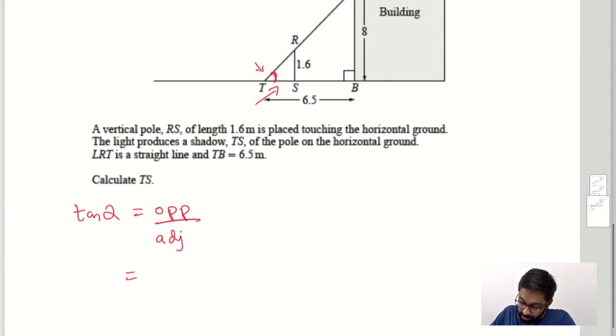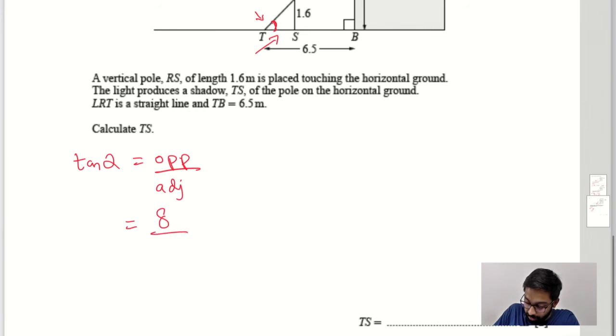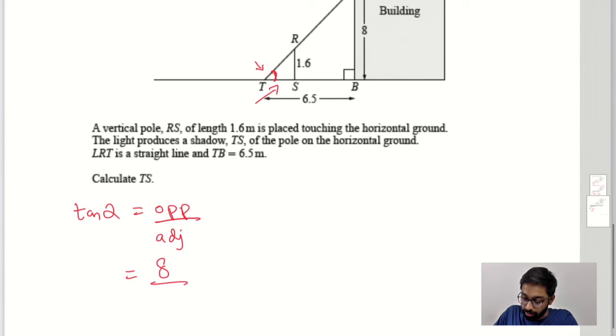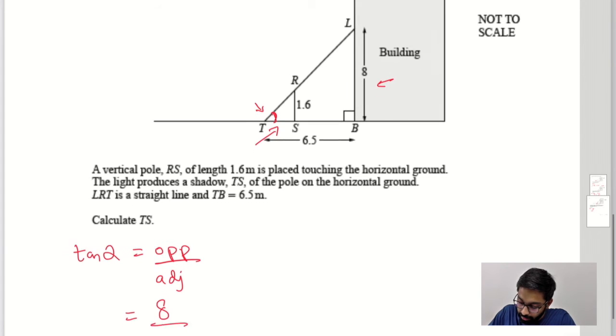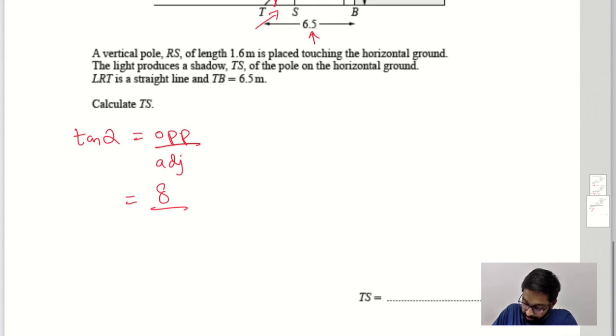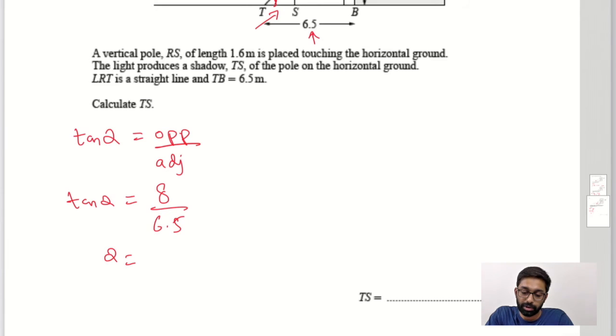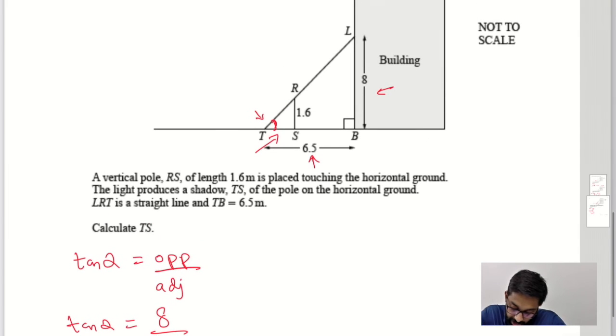So, the opposite in this case is 8. We're trying to find the angle using the larger triangle. It's 8 and the adjacent is 6.5, and you do tan theta, then you do tan inverse, so theta comes out to be 8 divided by 6.5, and then tan inverse of that ratio, you get 50.9 degrees. So this angle right here is 50.9 degrees.